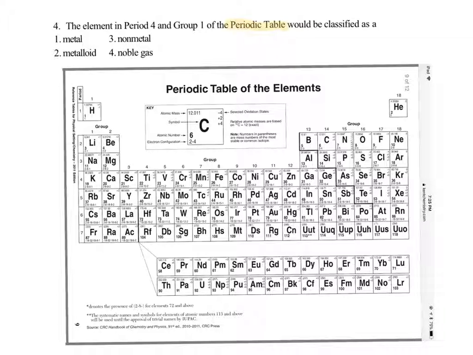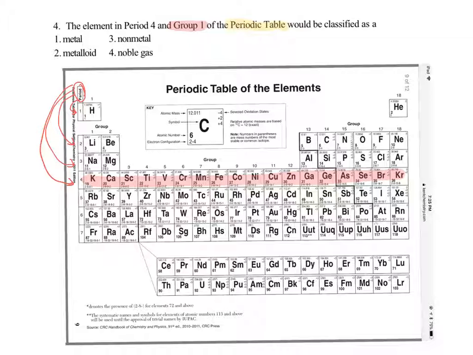So periods on the periodic table are horizontal rows. So here you have the word period, and they tell you period 1, period 2, period 3, and period 4. So we are somewhere in period 4, which means we're somewhere in this horizontal row. And then it tells us in group 1. Well, groups are vertical columns on the periodic table.